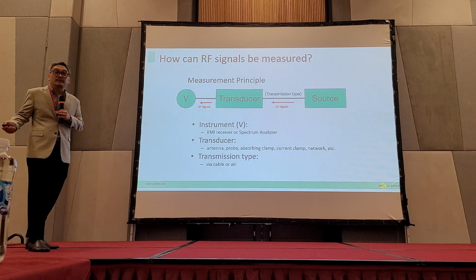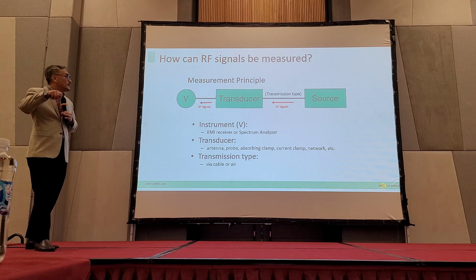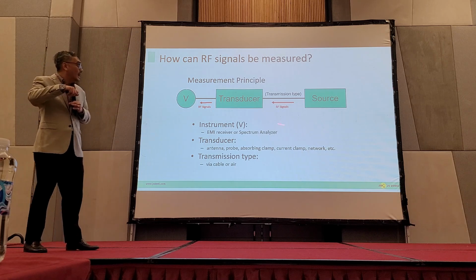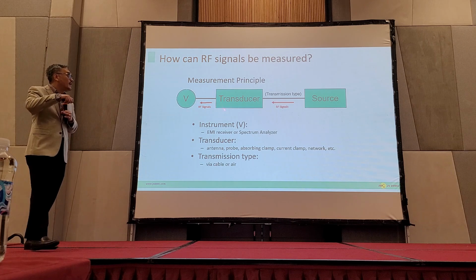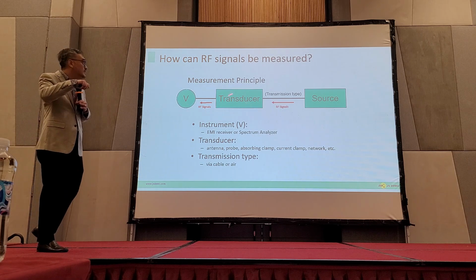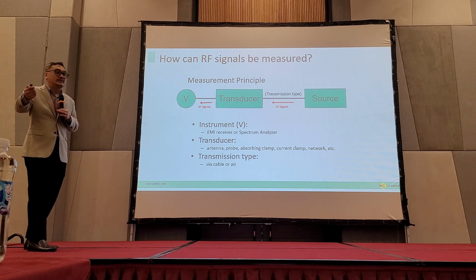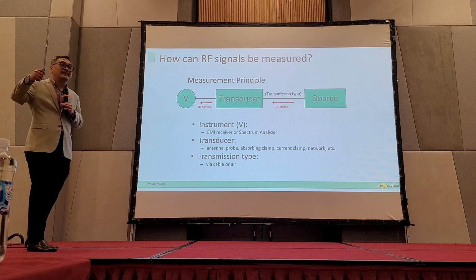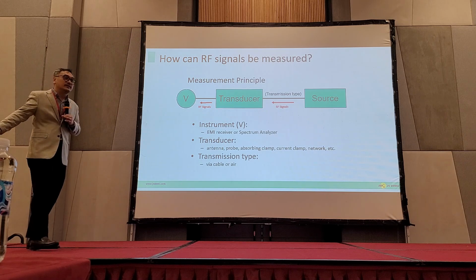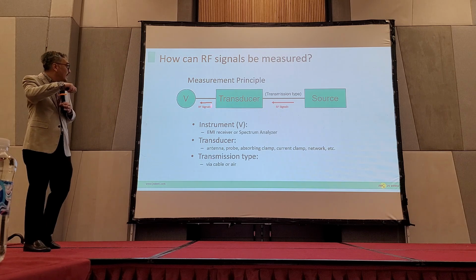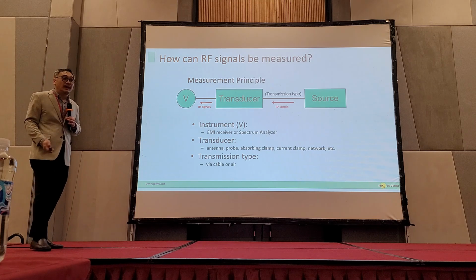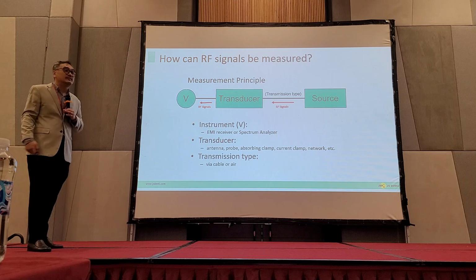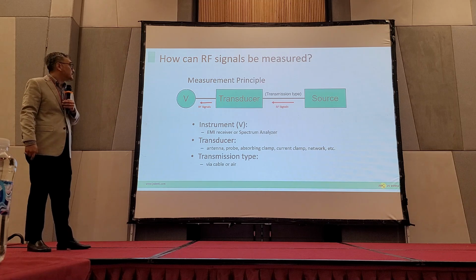So how do we measure the noise? Of course, you have a source. Then how does it transmit? Either by the cable or by the air, and we have a transducer. Transducer means what apparatus we use, like an antenna or a network to measure, and typically we use a spectrum analyzer, or for full compliance, we use an EMI receiver to do all the measurement.